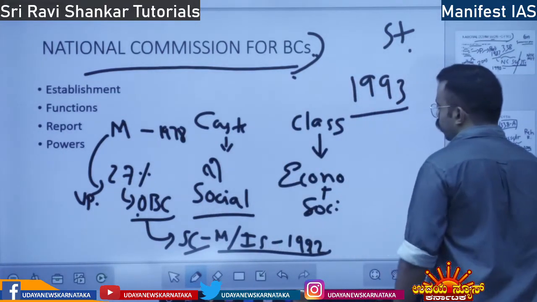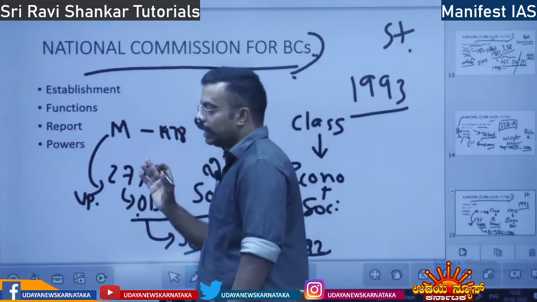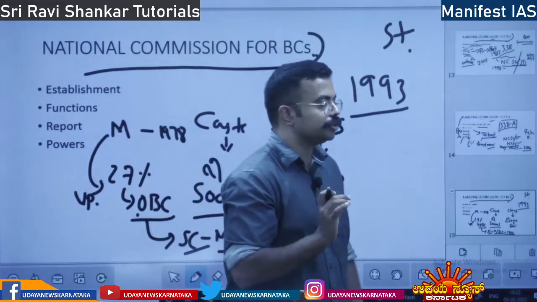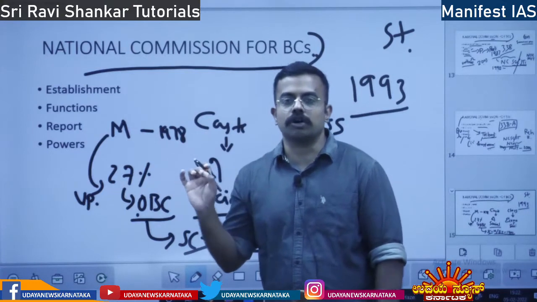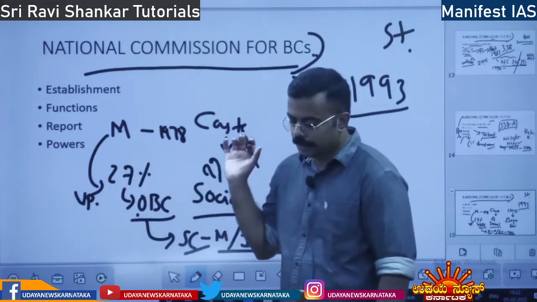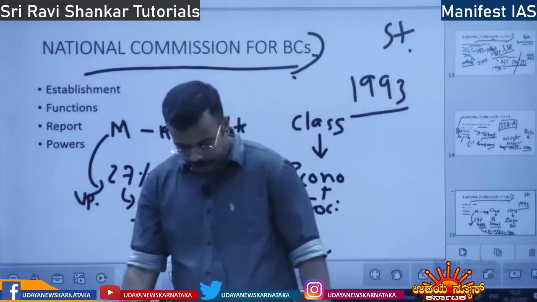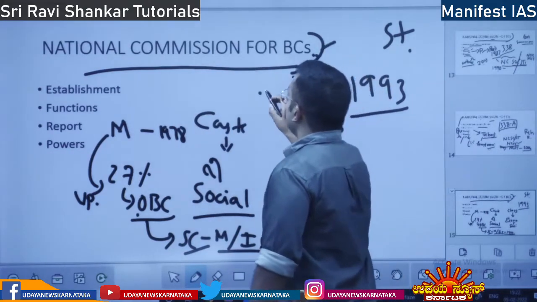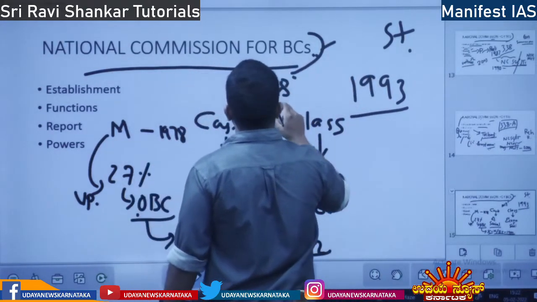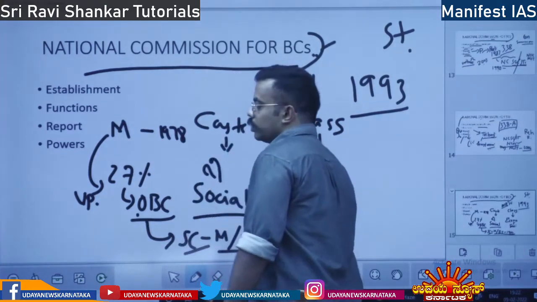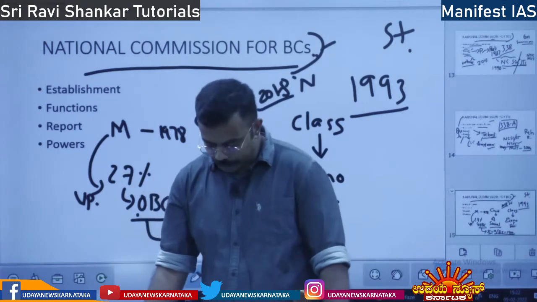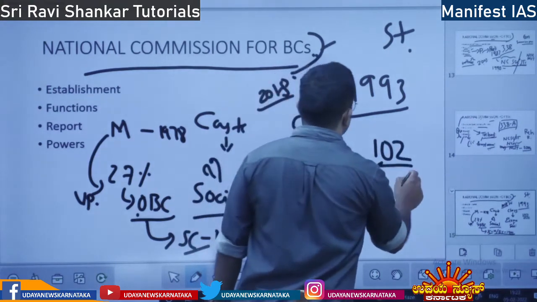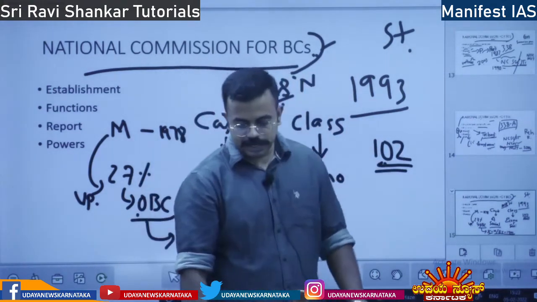That is a statutory body. What is a constitutional body? The body has its origin in the Constitution. The body's name is mentioned in the Constitution. It derives its power from the Constitution. That is what is meant by a constitutional body. So when was constitutional status given to this? Until 2018 it was a statutory body. In 2018 NCBC was given constitutional status. Which is the Amendment Act? The 102nd Amendment Act gives constitutional status to NCBC.